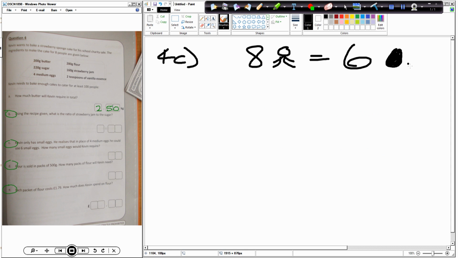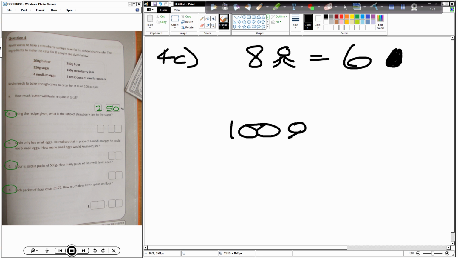For part C, we will require 6 small eggs rather than 4 medium ones, right? Now, we need to get from 8 people all the way down to 100. Okay, now if I want to go from 8 to 100, we are going to go from 8 first of all to 4. So 8 to 4, what do we do? We divide by 2. So 6 divided by 2 will give us 3 eggs. So you need 3 eggs for 4 people.